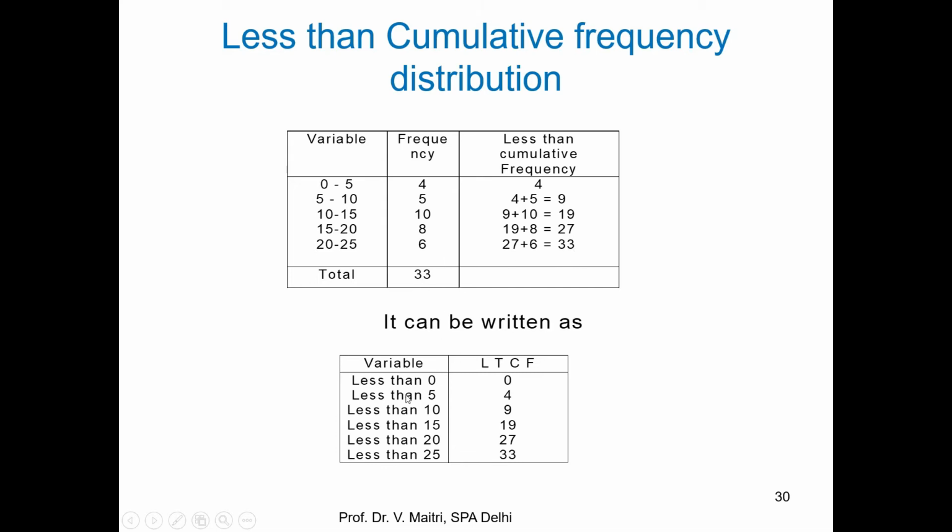So it can be written: less than 0, nothing is there. Less than 5, 4 values are there. Less than 10, 9 values are there. Less than 15, 19 values are there. Less than 20, 27 values are there. Less than 25, 33 values are there.